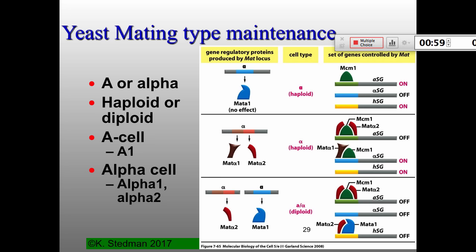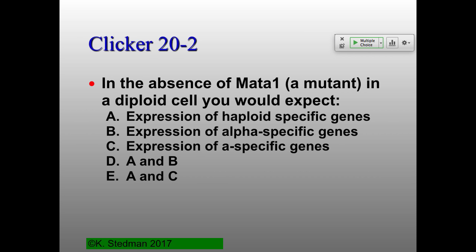So, now let's actually stop this and have a question first. That might help. In the absence of MAT alpha 1 in a diploid cell, you would expect expression of haploid-specific genes, expression of alpha-specific genes, expression of A-specific genes, A and B or A and C. Pardon? Oh, it's MAT A1, sorry.